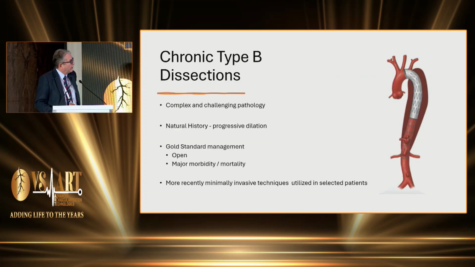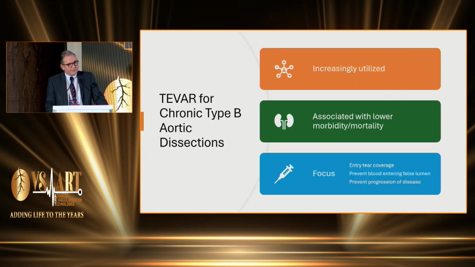Now, chronic type B dissections are very complex and there's a challenging anatomy, and the natural history is progression and dilatation. And you also develop this very thick septum in the middle between the false and the true lumens. The gold standard in management was always open repair, but that was associated with significant morbidity and mortality. And more recently, endovascular techniques have been utilized to try and help these patients, but they come with their own challenges.